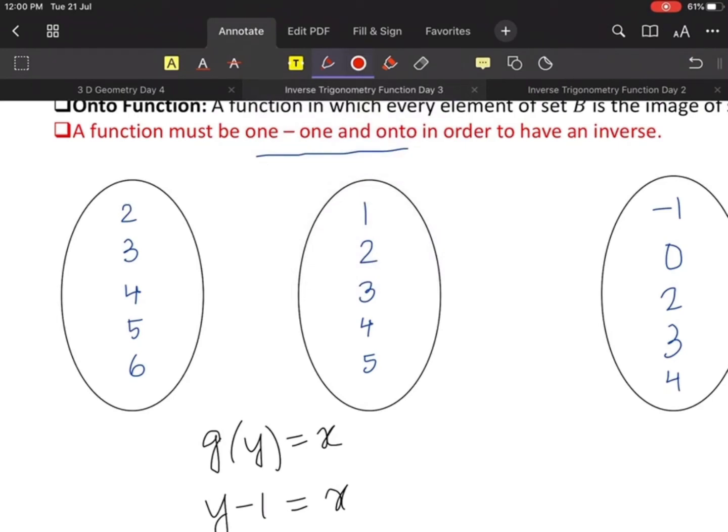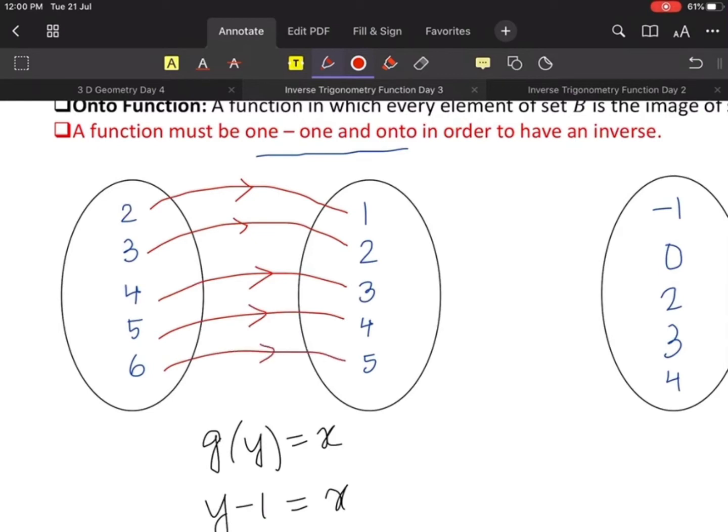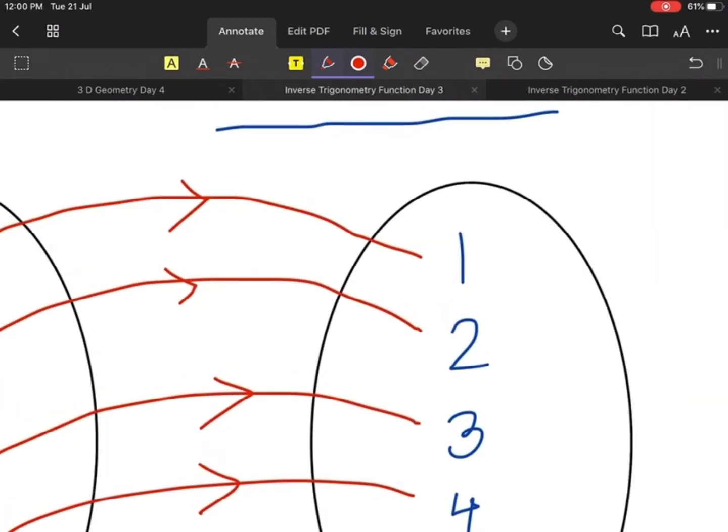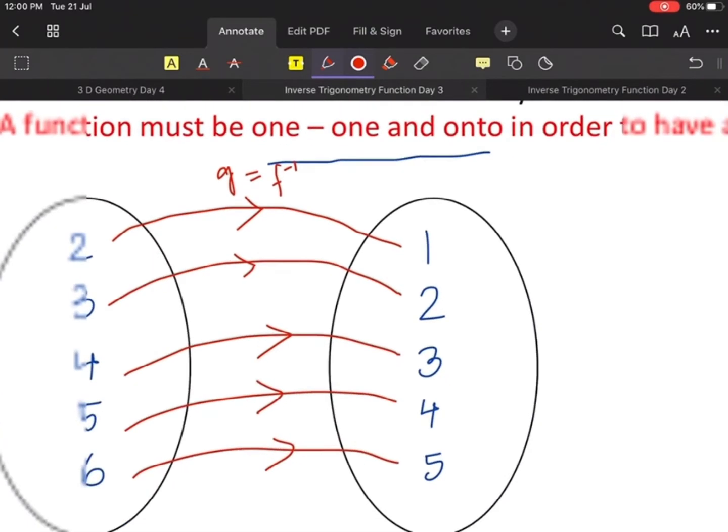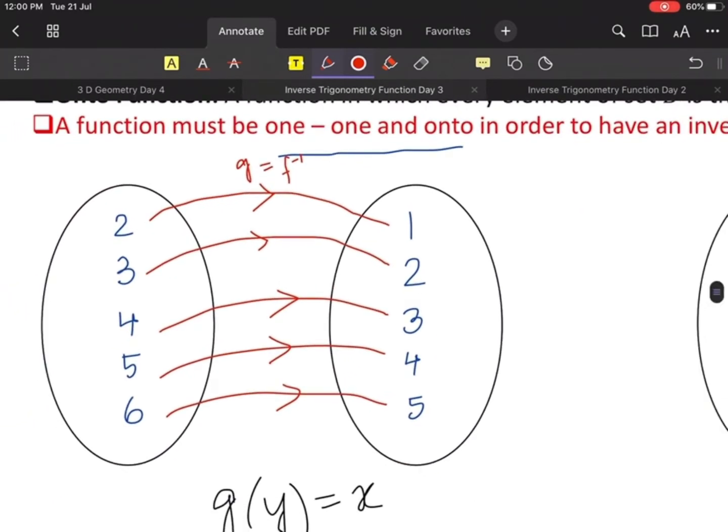So now let us see. Now tell me, when y is 2, x is how much? It's 1. So y equal to 2 and x equal to 1 are related. And when y is 3, x is 2. So this way we will have relations like this. Understood? Between elements of set A and set B. So this is the g function, and this inverse function is denoted by f inverse. That's how we denote the inverse function.